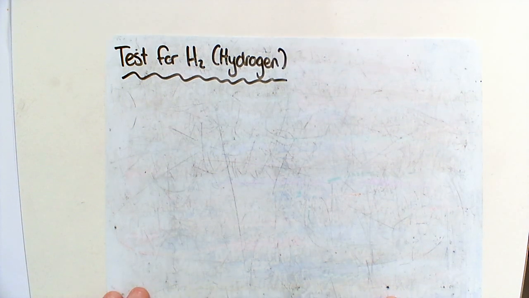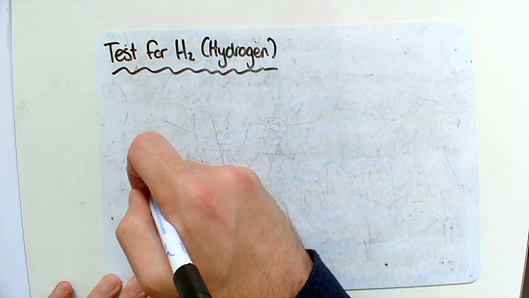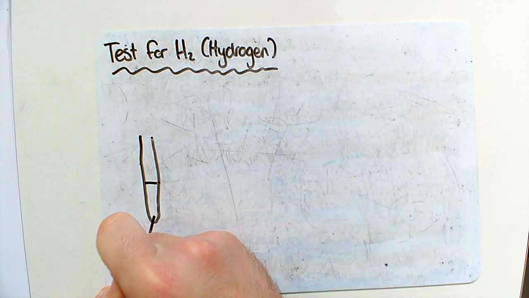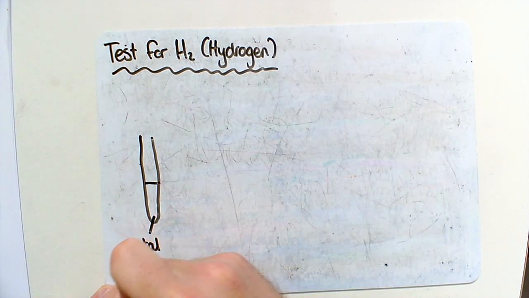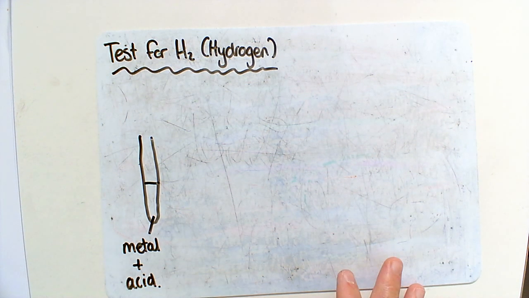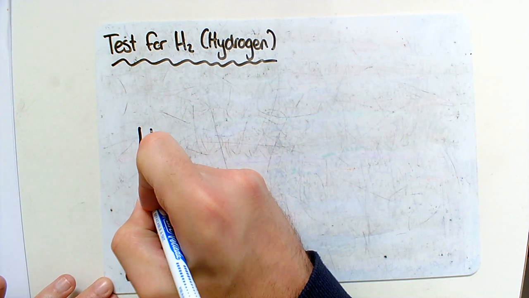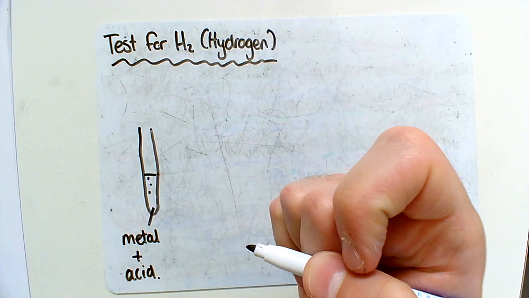Well, to do this, we start off just with a normal test tube, and in it we put our metal plus our acid. Now, if this is a metal that is above hydrogen on page 10 of the data booklet, we will start to see little bubbles of gas being produced.